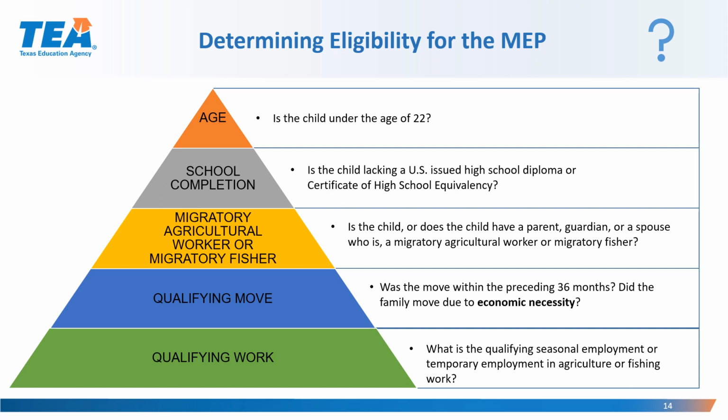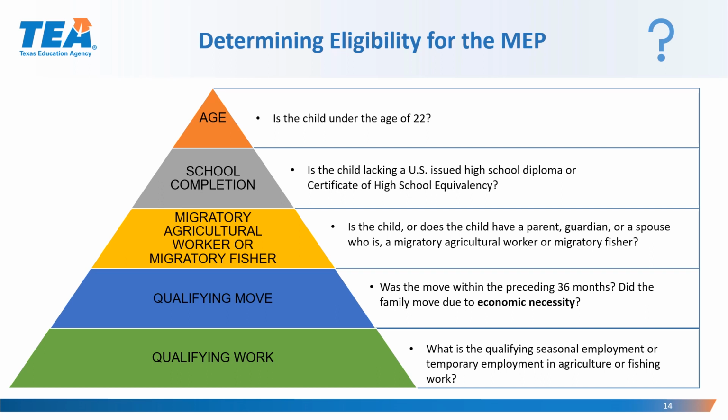First of all, who is a migratory child? To make this determination, the recruiters and reviewers must ask the following. Who? Is the child under the age of 22? In the migrant program, we can identify children ages birth through 21. Is the child lacking a U.S. issued high school diploma or certificate of high school equivalency? Once a migrant child has graduated or obtained a certificate of high school equivalency, they do not qualify for the program. Is the child or does the child have a parent, guardian, or spouse who is a migratory agricultural worker or migratory fisher? The purpose of the MEP is to serve the children of migratory workers.